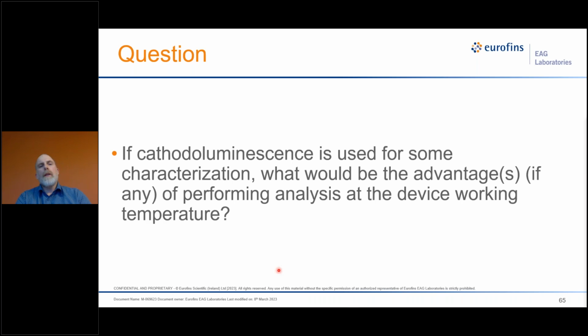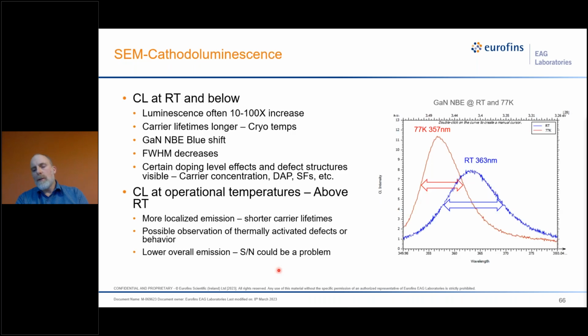So, and the last question was, if cathodoluminescence is used for some characterization, what would be the advantage, if any, on performing the analysis at the device working temperature? And so this is a bit of a complex question, but a pretty interesting one.